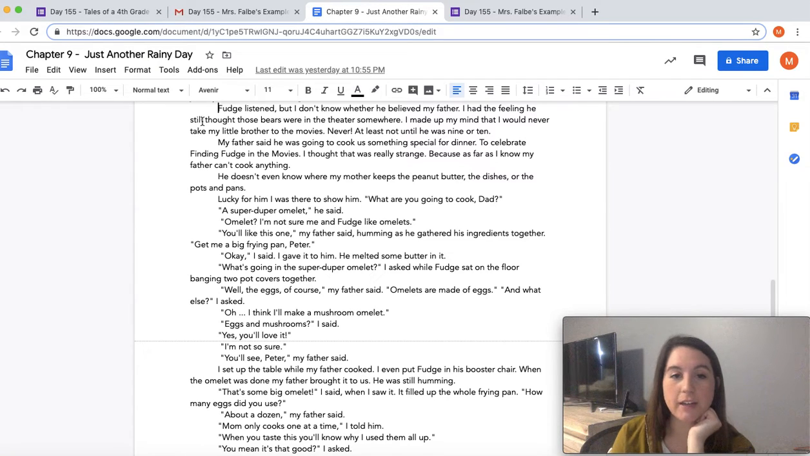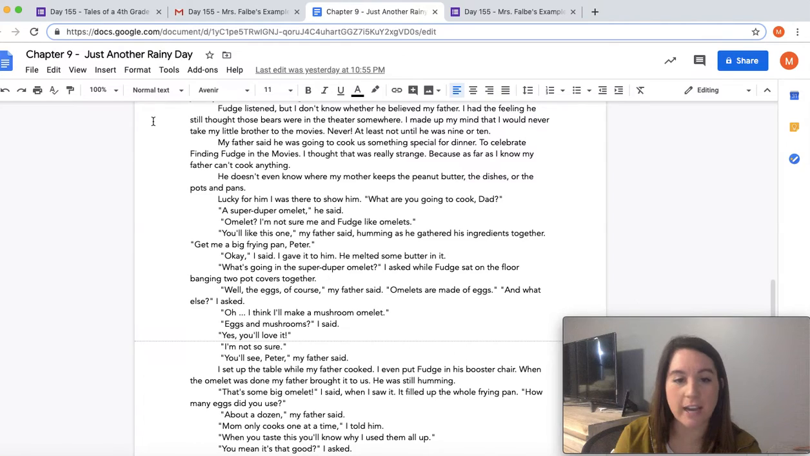Fudge listened, but I don't know whether he believed my father. I had the feeling he still thought those bears were in the theater somewhere. I made up my mind that I would never take my little brother to the movies. Never. At least not until he was 9 or 10. My father said he was going to cook us up something special for dinner to celebrate finding Fudge in the movies. I thought that was really strange because, as far as I know, my father can't cook anything. He doesn't even know where my mother keeps the peanut butter, the dishes, or the pots and pans. Lucky for him, I was there to show him.